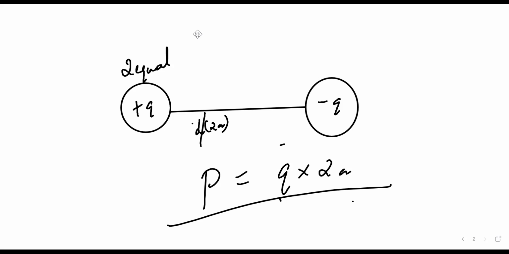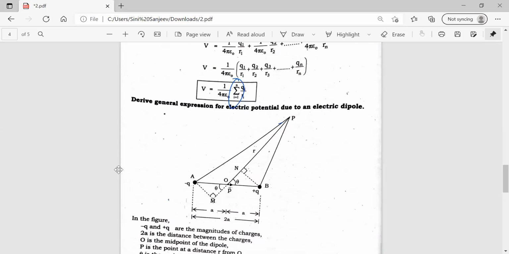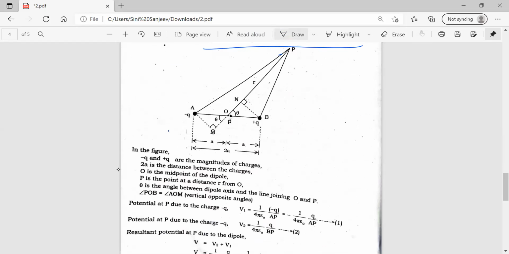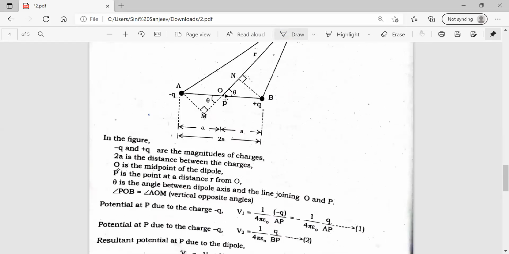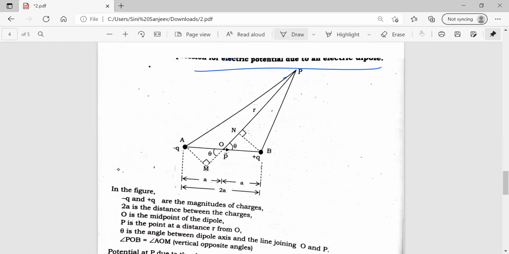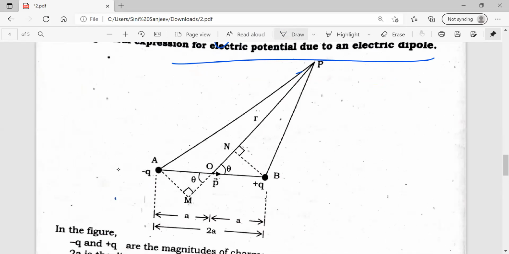So here we have to find what? In this particular, we have to find a general expression for electric potential due to an electric dipole. Okay, so here what I want to tell you is, if you can see this graph clearly, what I had drawn here, same thing, minus q and plus q they had done, correct? At this point, we have to know the electric potential caused by these two charges.